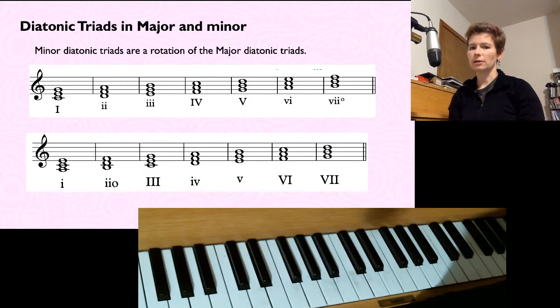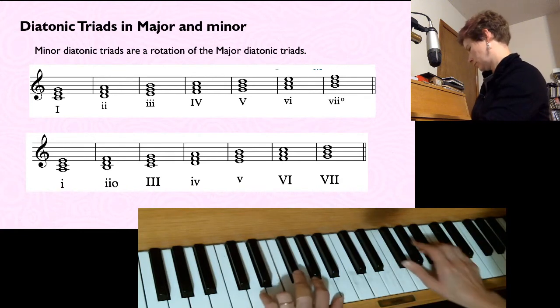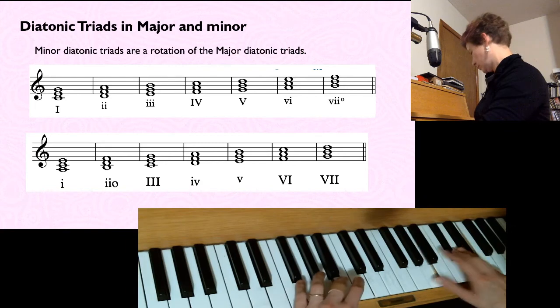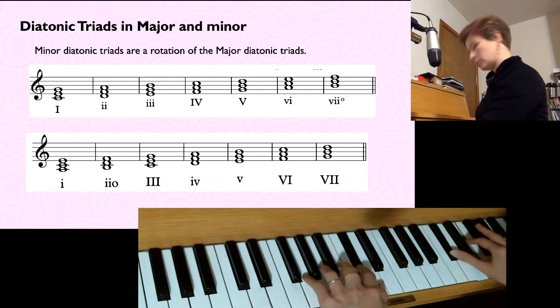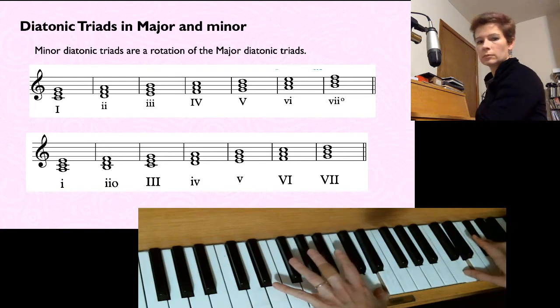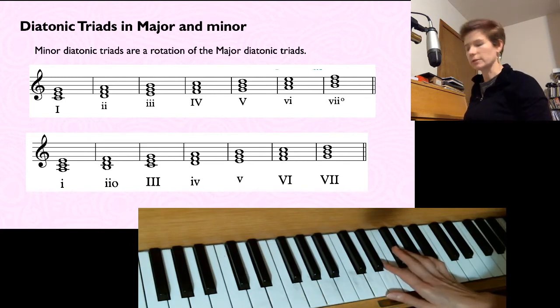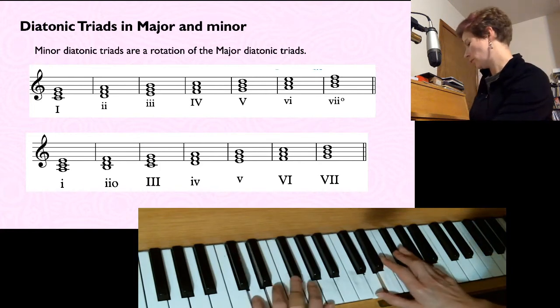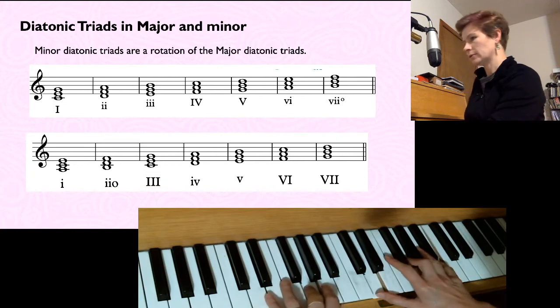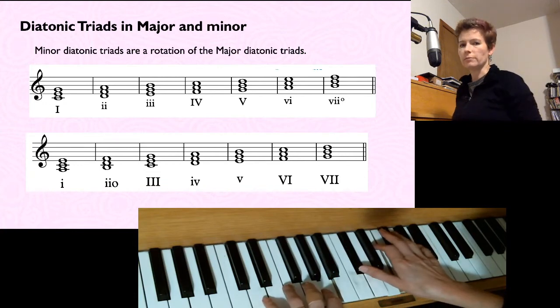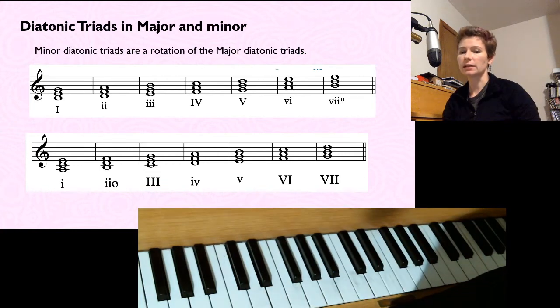So in any diatonic scale, we can build triads on each scale degree. These triads have different qualities depending on what scale degree they're built on. So for example, in a major key, the triads built on scale degrees 1, 4, and 5 will all be major. However, this isn't the case in a minor key.